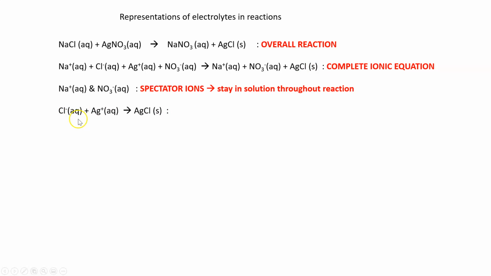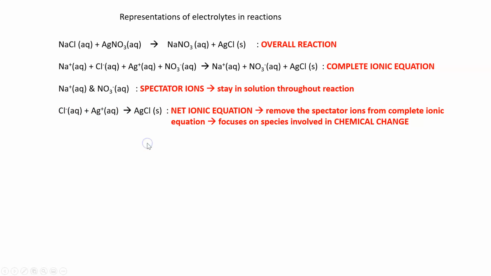And so if we write what happens chemically and focus only on the chemical changes, we would write this form right here. So we've got a chloride ion combining with a silver ion to make silver chloride. That's called the net ionic equation. And as I just stated, you remove the spectator ions from the complete ionic equation, and this allows you to focus on the species involved in the chemical change.